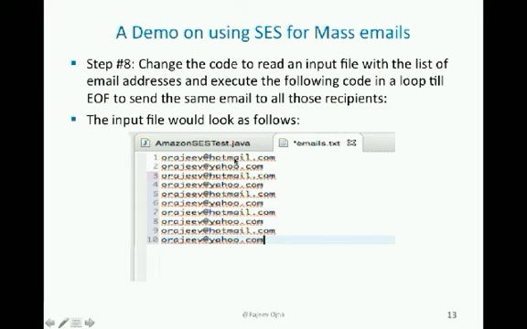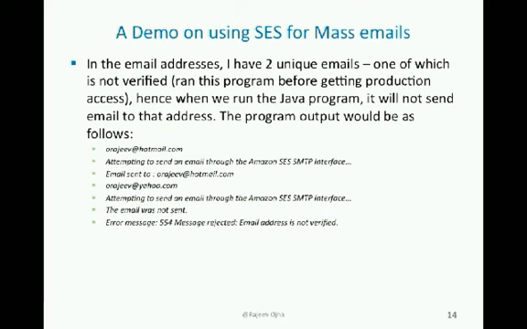Although I just wanted to mention that I've just used two email addresses, one of which is not verified, just to show you what the output would be if the email address is not verified and you do not have production access. As I said, both are unique email IDs, both are my IDs, and one is verified and one is not. When I execute the program, it confirms that the email is sent to the verified email address, and when it tries to execute the same for the unverified email address, it gives an error and says that the email was not sent. The error is 554 message rejected, email address is not verified. So that again proves that the program is working.